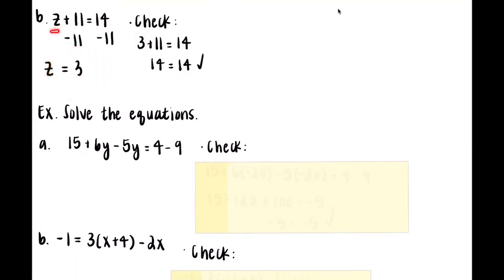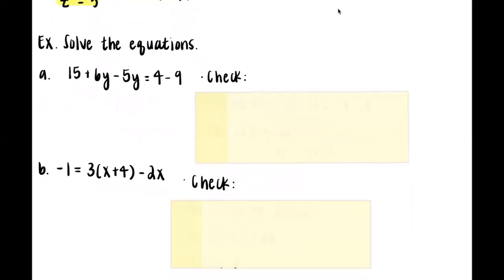So I'll have 3 plus 11, and that should be equal to 14. Well, if you notice, 3 plus 11 is equal to 14. So we know that this is the true solution. And it's only 3. 3 is the only number, because think about it. If you plugged in 4 plus 11, that's not 14. If you plugged in 2 plus 11, that's not equal to 14. It's only 3. That is the only answer that can make this puzzle true.